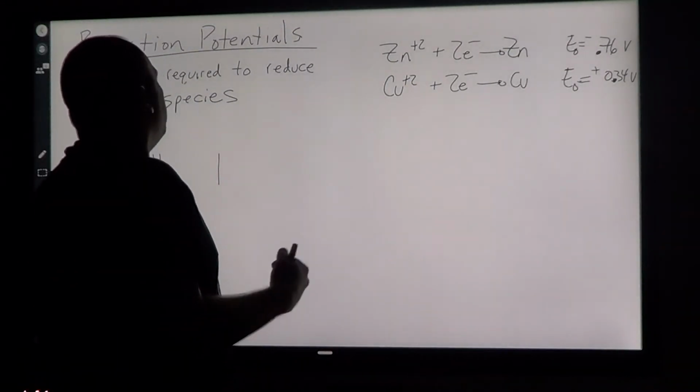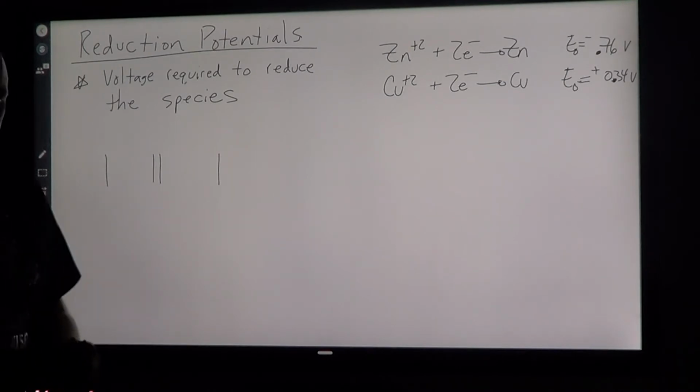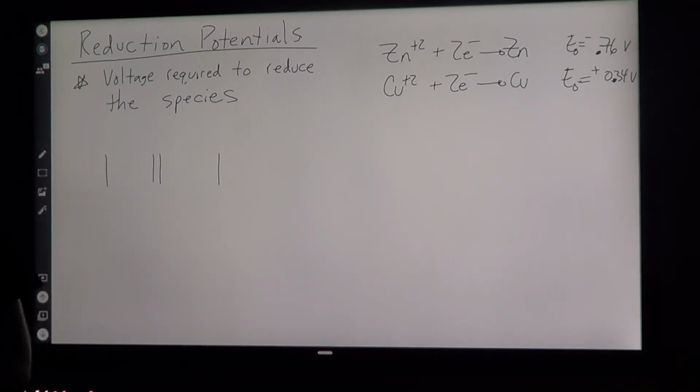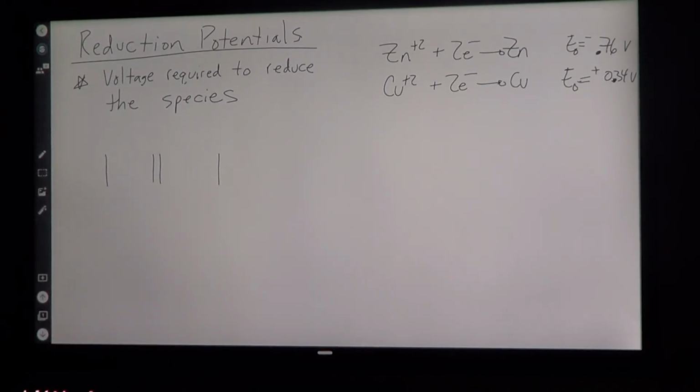Okay? So the first thing I want you to make sure you know is what a reduction potential is. Okay? A reduction potential is the voltage required to reduce whatever species you're talking about. Now remember, when we're doing these voltaic cells, one of them is going to be oxidized and one of them is going to be reduced. And so what gets confusing is you will think you have to flip the math depending on what you're doing, but the math formula takes care of that for you.